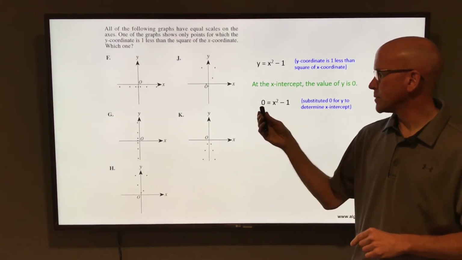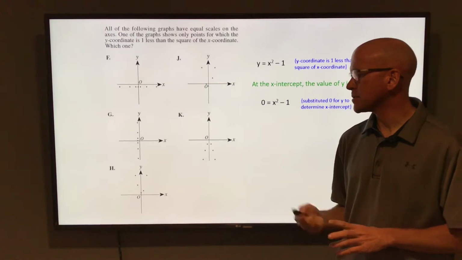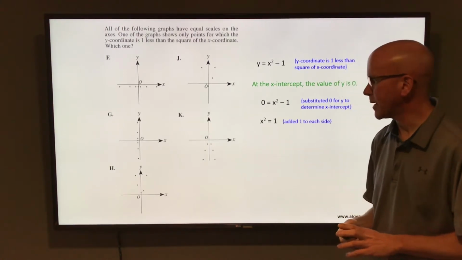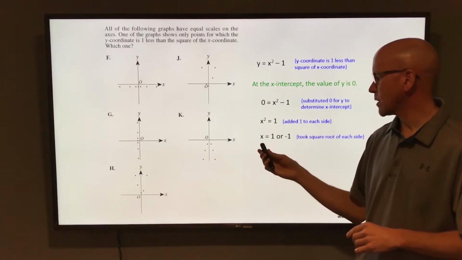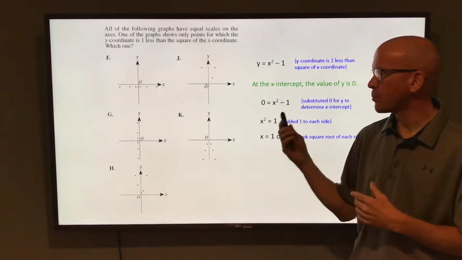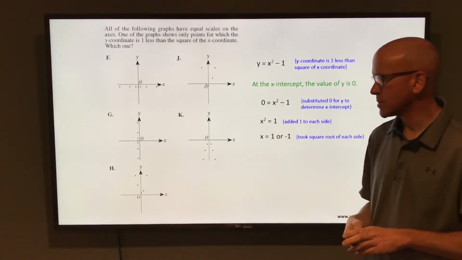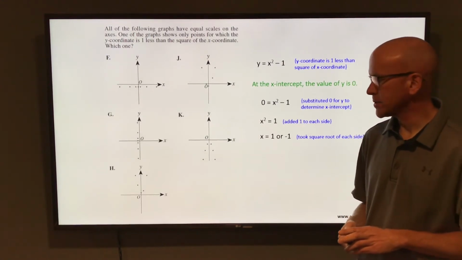So replace the y with 0. You have 0 equals x squared minus 1. Then solve that for x. Add 1 to both sides. You have x squared equals 1. Then take the square root of each side. X would equal 1 or negative 1. So you're looking for the parabola that has x-intercepts of 1 and also negative 1.